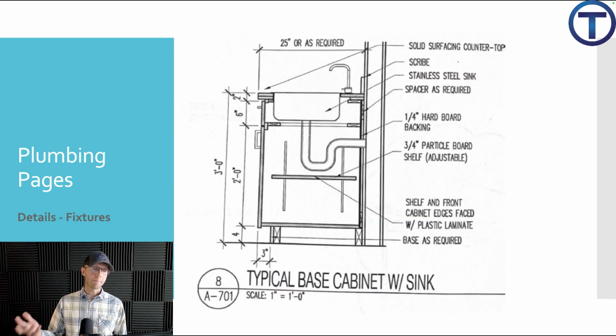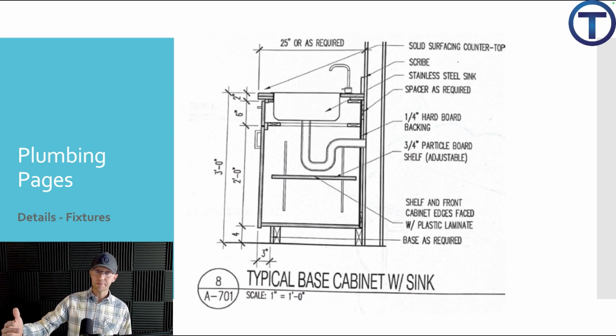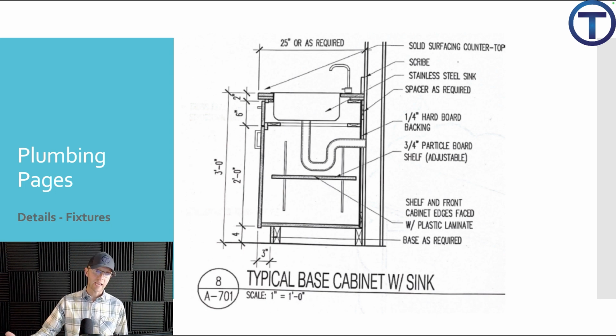Here's a typical base cabinet sink. This isn't even about ADA, but this is a detail from an architectural page that shows us how high the cabinet's going to be, where the sink's going to sit in that cabinet, and where the shelves are going to be in that cabinet. All of that's really useful information as I'm trying to figure out where to rough in my pipes.